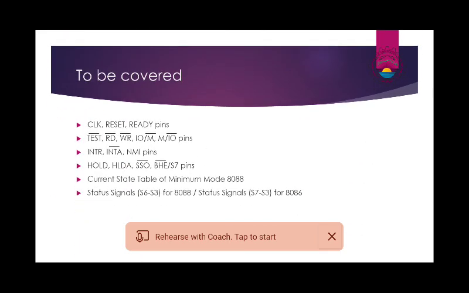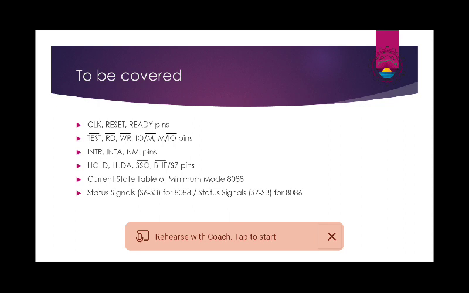In this lecture, we have to cover the following minimum mode operation pins for the 8088 and 8086 microprocessors. First of all, we will be discussing the clock signal required for operating 8088 and 8086 microprocessors. Then in connection with the clock signal, we will be discussing the reset signal and ready signal. Then we will be discussing the test bar pin, read bar pin and write bar pin.